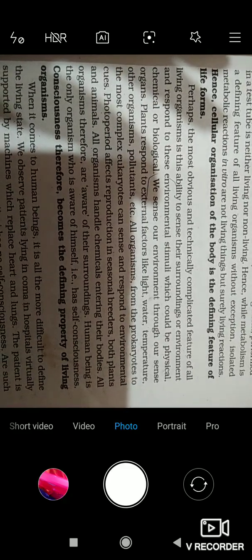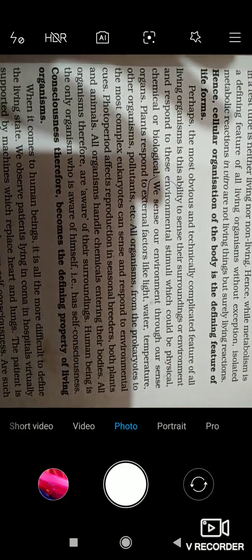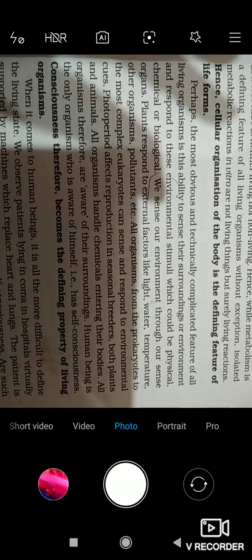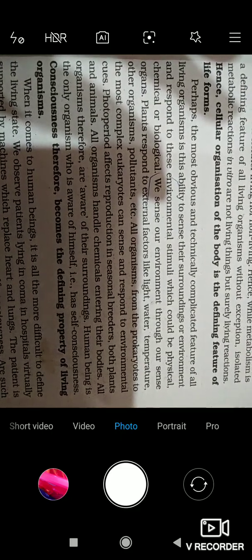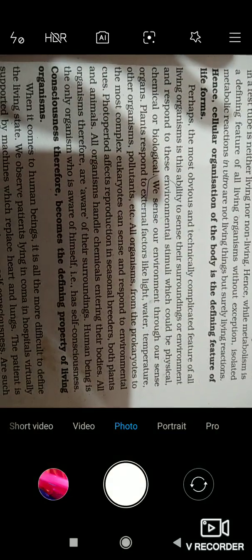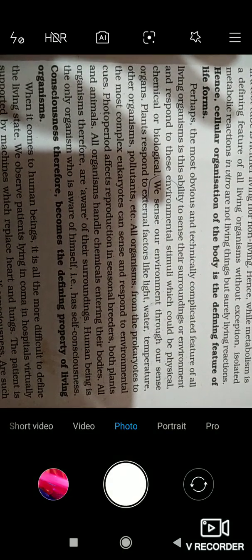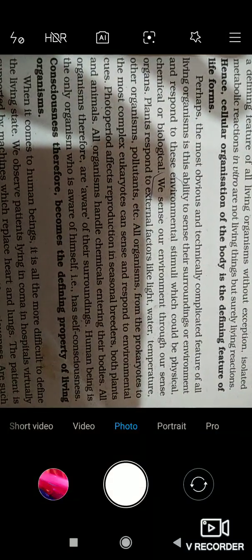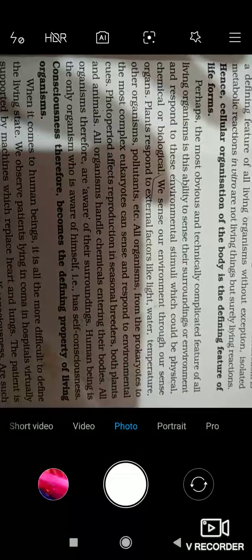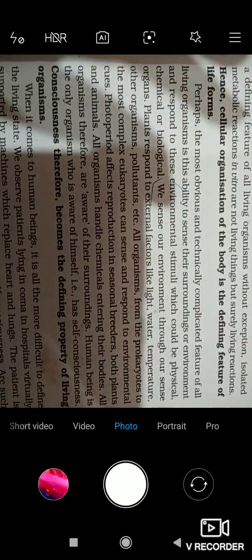Okay, now let's see. Human being is the only organism which is aware of himself, that is, has self-consciousness. Okay, so consciousness therefore becomes the defining property of living organisms. So this awareness of living organisms is known as consciousness, and this consciousness is the defining property of living organisms.